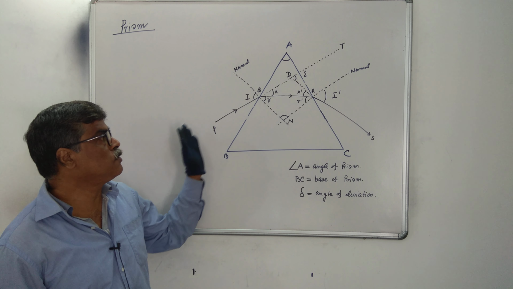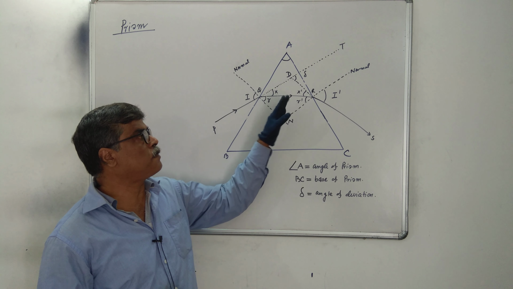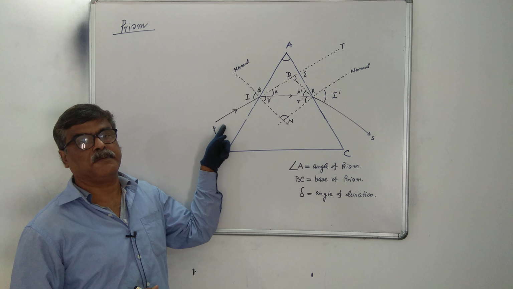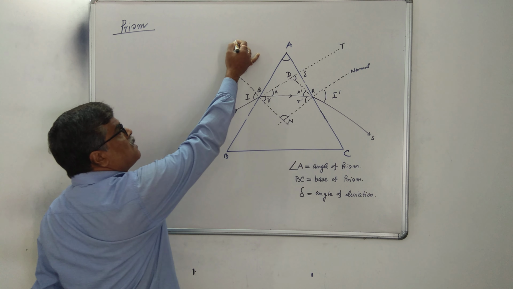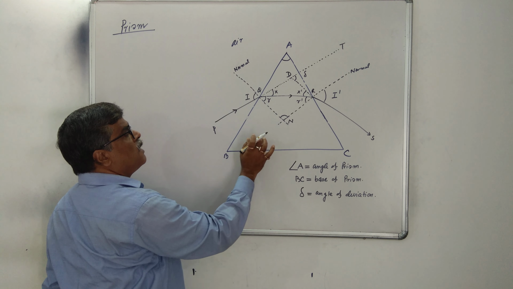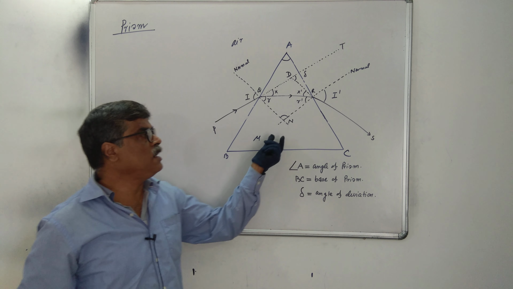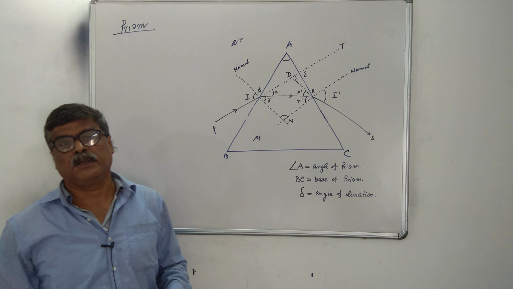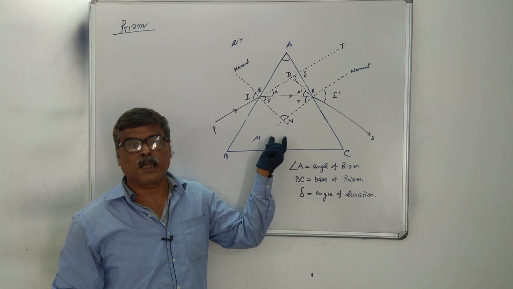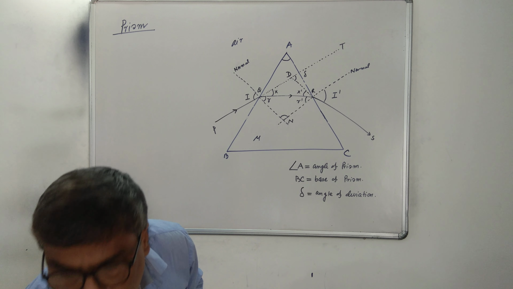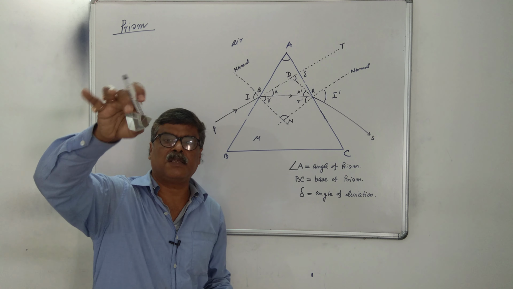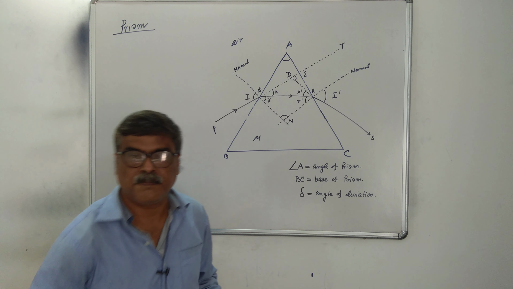When light passes through the prism, this is the incident ray. Here the medium is air. And in this medium, the refractive index is mu. Generally the prism is made of glass. This is the actual picture of the prism.